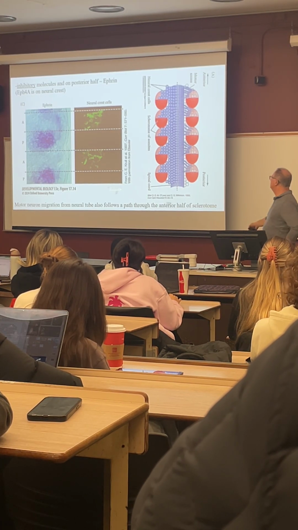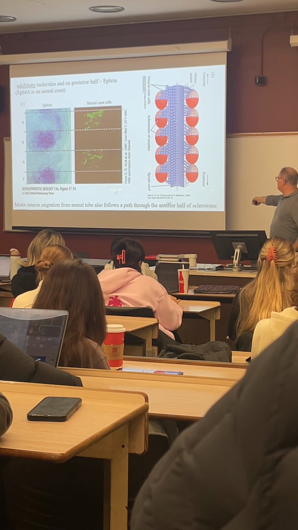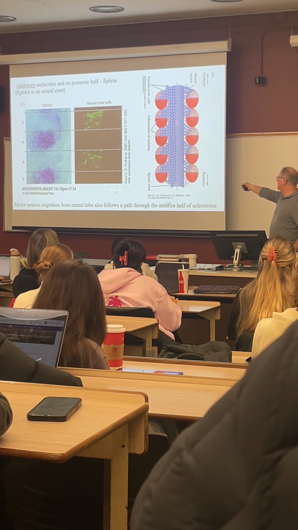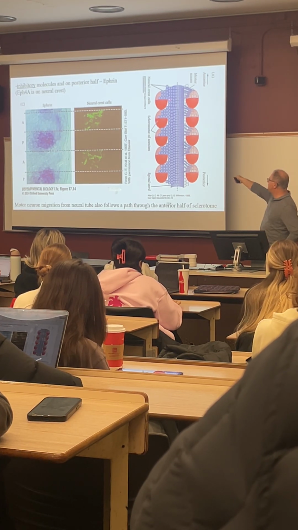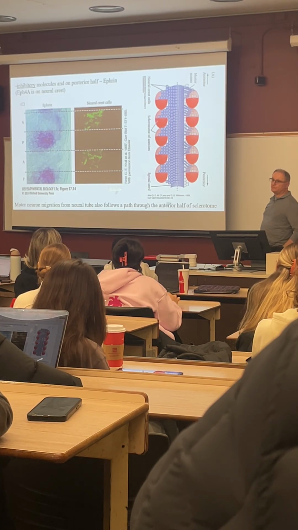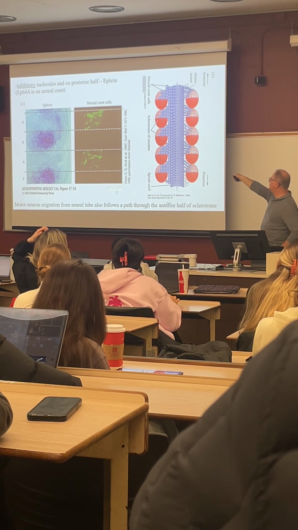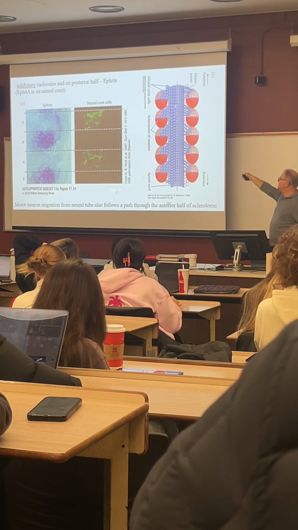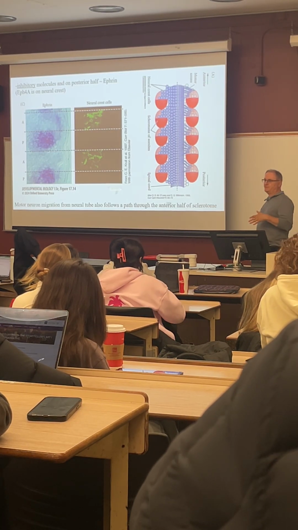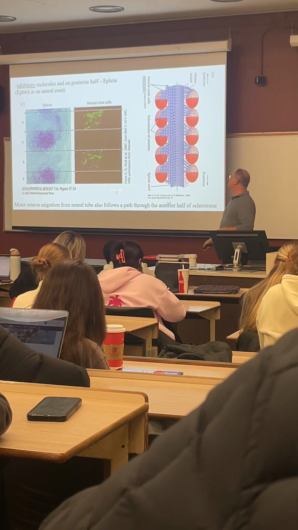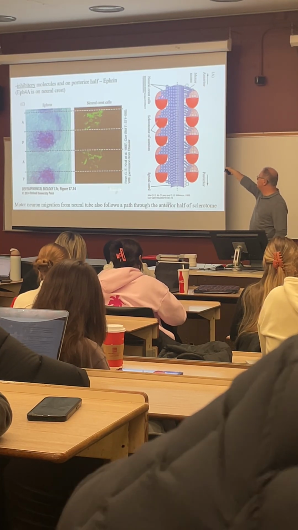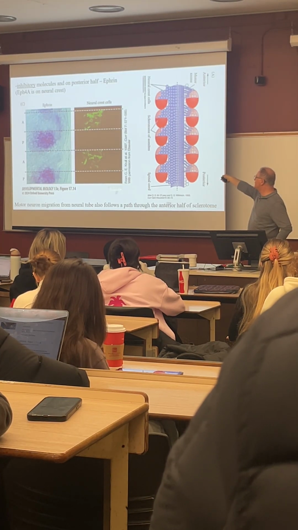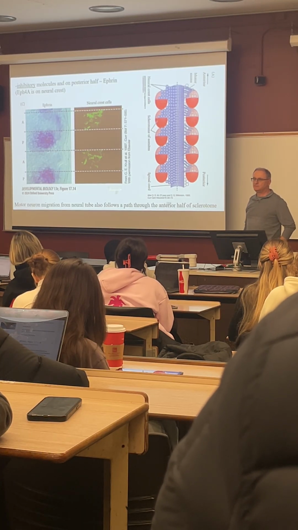Another way to look at it, anterior, posterior, you have the neural tube here. You have somites next to the neural tube. Each somite has an anterior and a posterior half. Neural crest cells are going to migrate through the somites. They're going to go ventrally through the somites, but they can only migrate through the anterior half of the somite.